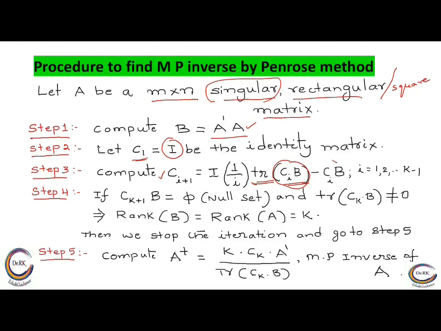So when to stop this iteration? If C(k+1) into B equals phi, that is a null matrix, and trace of C_k B is not equal to 0, then rank of B equals rank of A, and we stop the iteration. We need not go on incrementing i. We stop there and find A plus, where A plus equals k into C_k into A transpose by trace of C_k B. This is how we find the pseudo inverse, or G inverse, or MP inverse by the Penrose method.